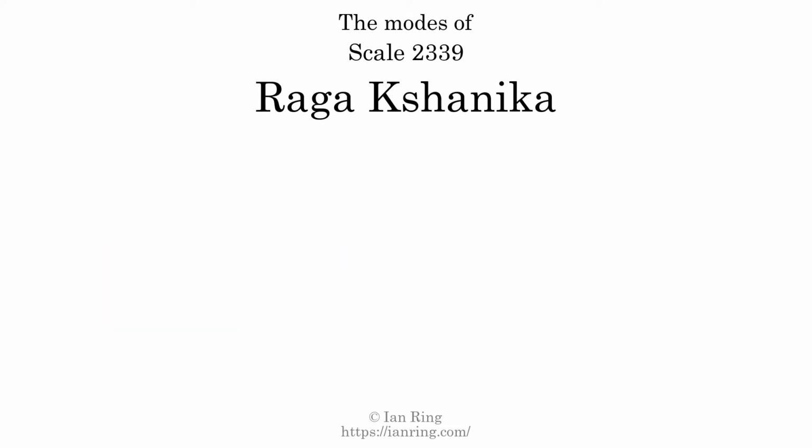This scale has 5 modes. The first mode is itself. The second mode is scale 3217, also known as monotonic. It sounds like this.